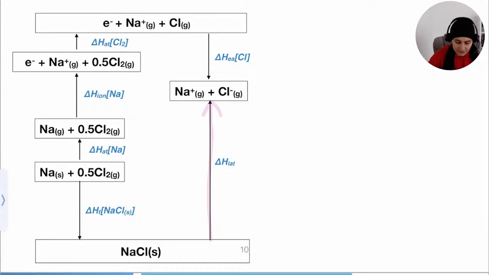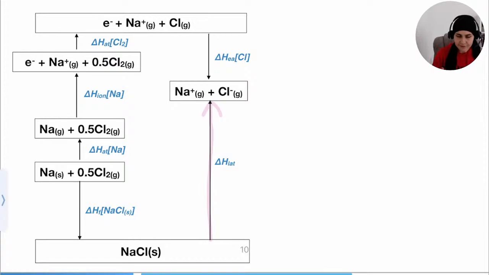So okay, now let's look at this indirect route of forming Na plus and Cl minus gaseous ions from NaCl solid. The first thing that I would do is write the reaction for enthalpy change of formation of NaCl. Again, definitions are essential. So remember, what's formation enthalpy? Formation enthalpy is when you're forming 1 mole of a compound from elements in standard state.